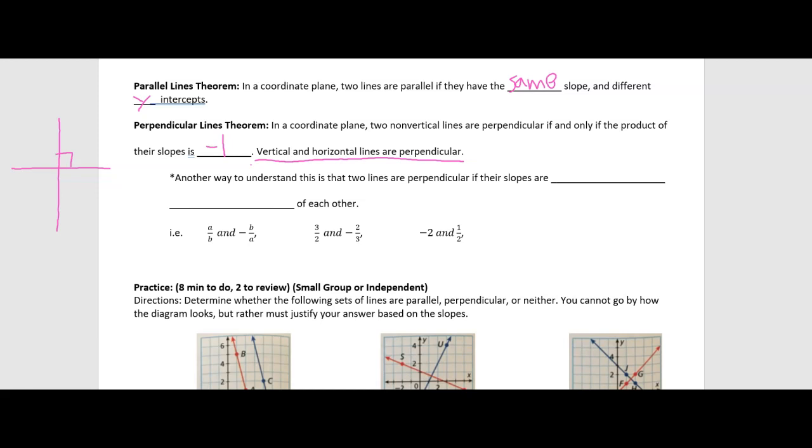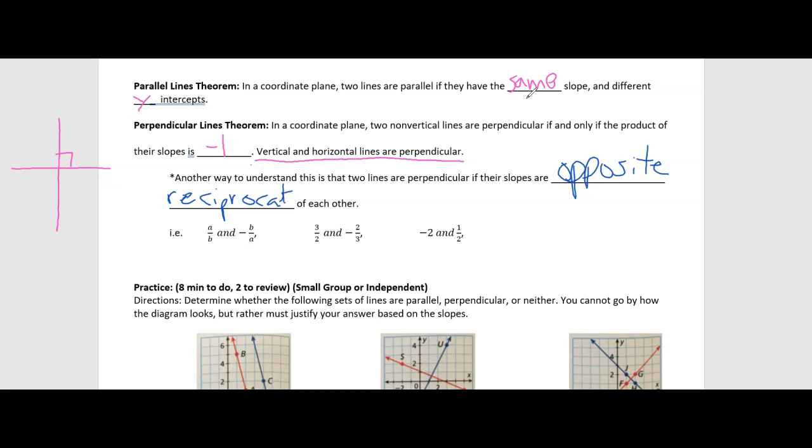This is probably not how you learned to tell apart perpendicular lines from other lines. You probably learned about it using this next method. And that is, another way to understand this is that two lines are perpendicular if their slopes are opposite reciprocals of each other. And I think we've probably heard those words before, whether we remember what that means.